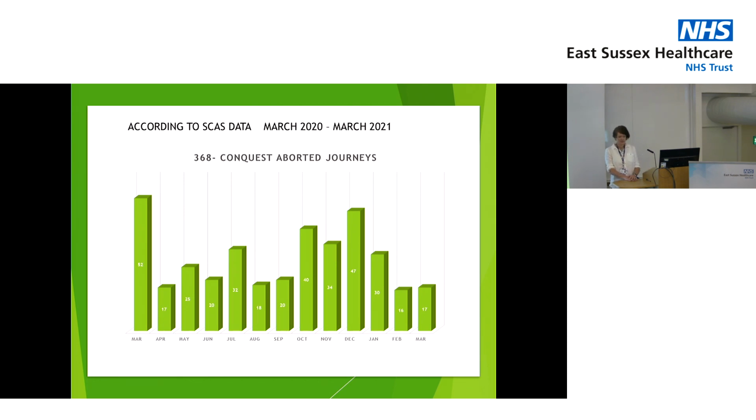According to SCAS data, March 2020 to March 2021, we had 368 Conquest aborted journeys. That's quite high. As you can see in March, bearing in mind this is a COVID year, we had 52 aborted journeys in 2020. We worked so hard in the discharge lounge to try and prevent those aborted journeys, and we managed to get them down to 17. We would like a 0 at the end of the day.